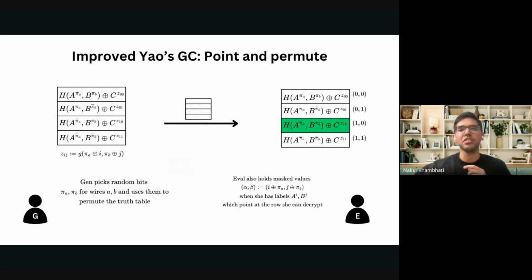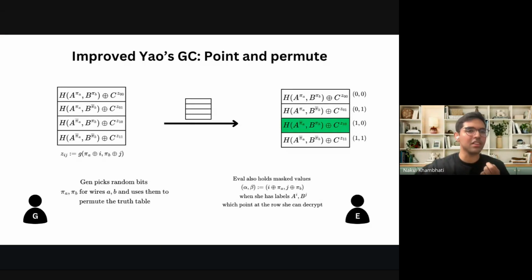And for the next optimization, remember earlier I said that the evaluator will try and decrypt every single row of the table, but this isn't ideal. Somehow, it would be great if there was a way for the evaluator to know exactly which row she could decrypt in a way that doesn't leak any information. There is a way to do that.